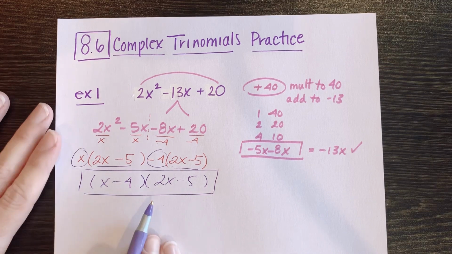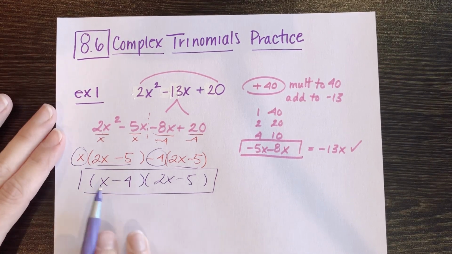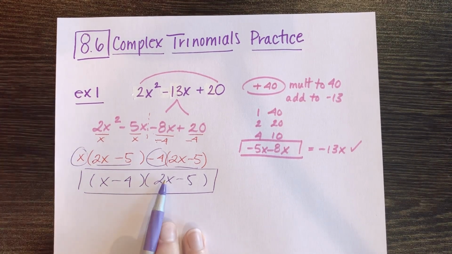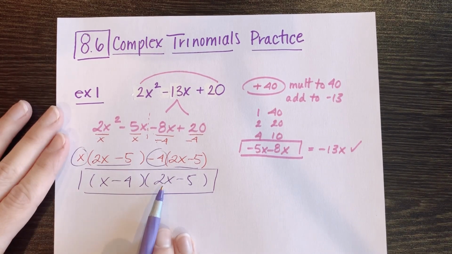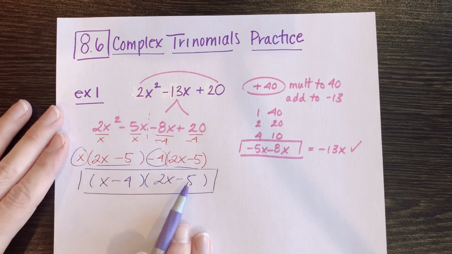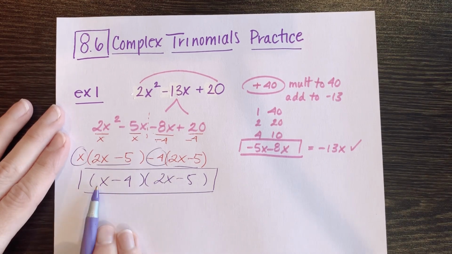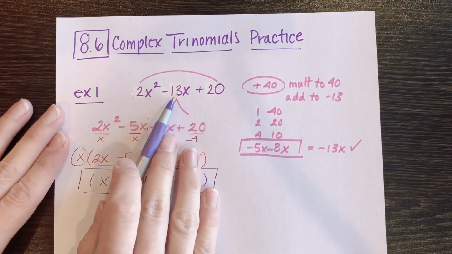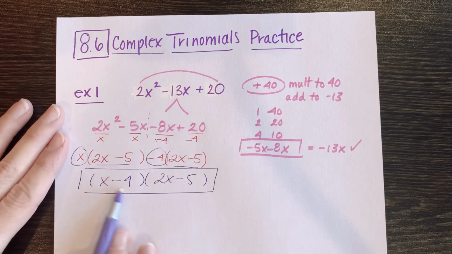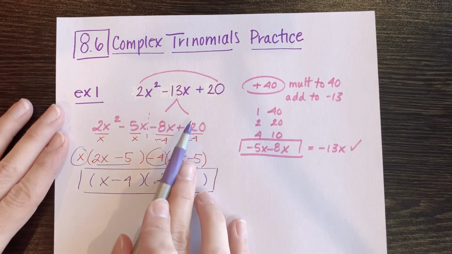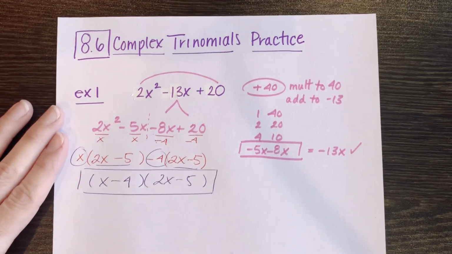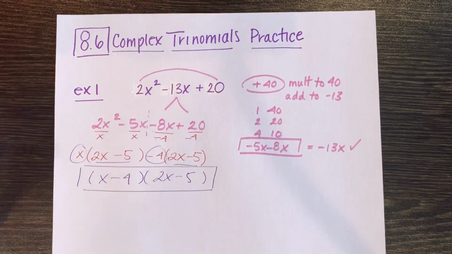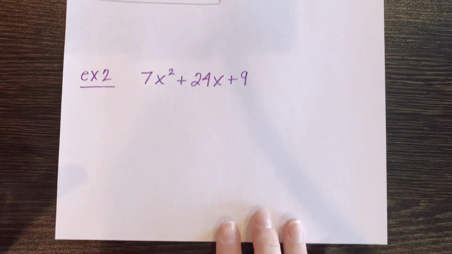I can check my answer by doing a double distribute. X times 2x gives me a 2x squared. Negative 4 times 2x gives me a negative 8x. And a negative 5x will give me a negative 13x, which I'm looking for. And negative 4 times negative 5 gives me that positive 20. So this does look like it in fact works. Let's try another one.